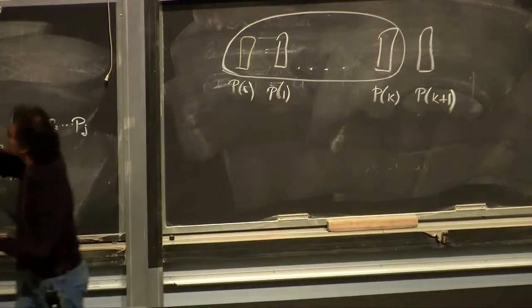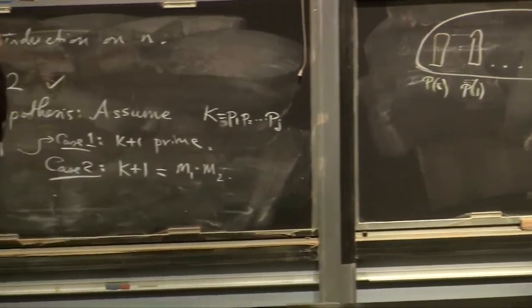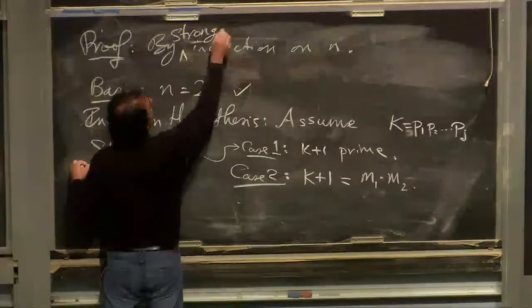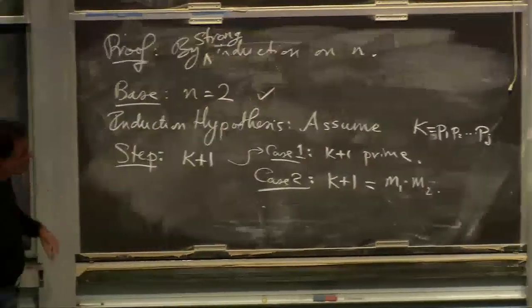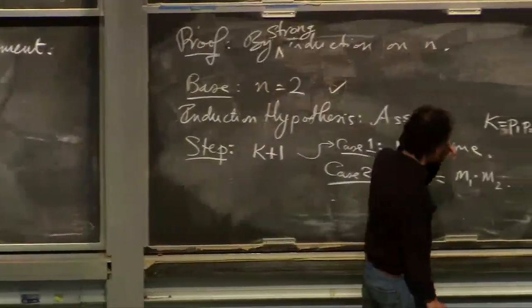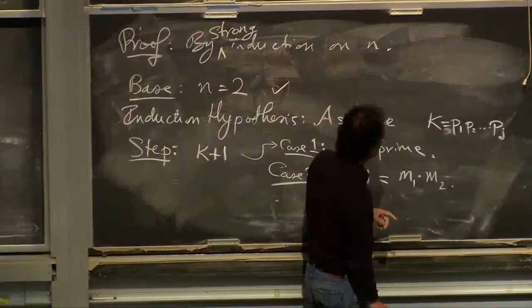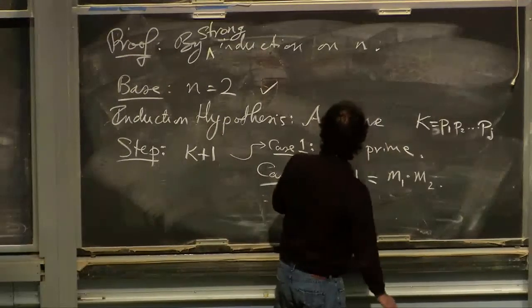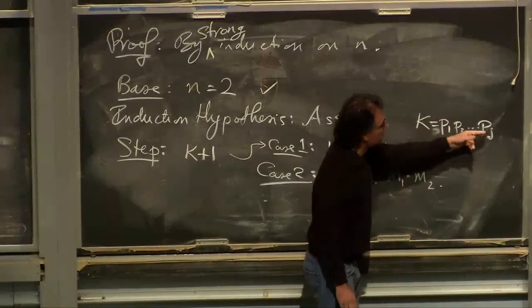Okay? So it's proved by strong induction on n. Okay? So assume that k equals p1 times p2.